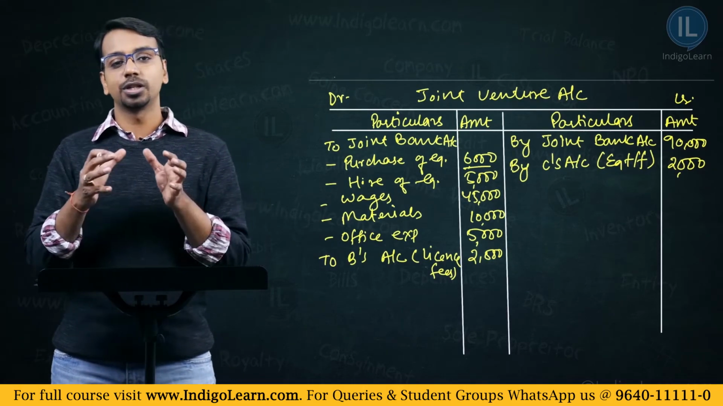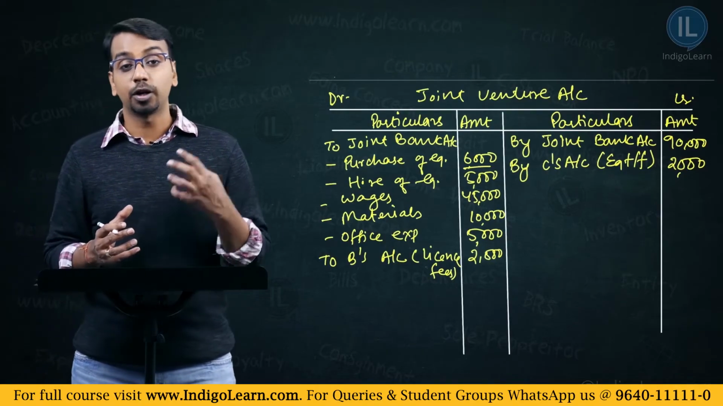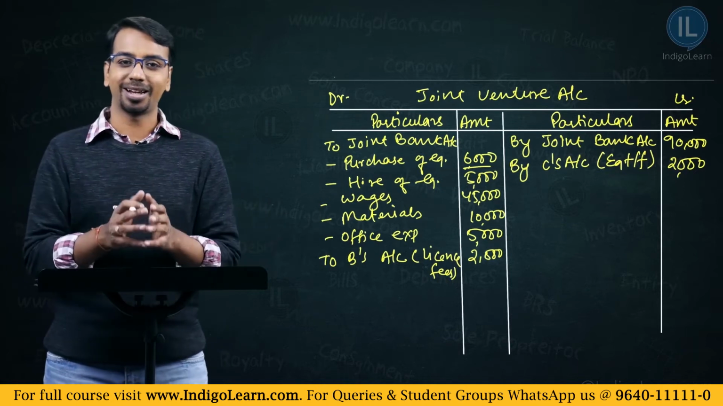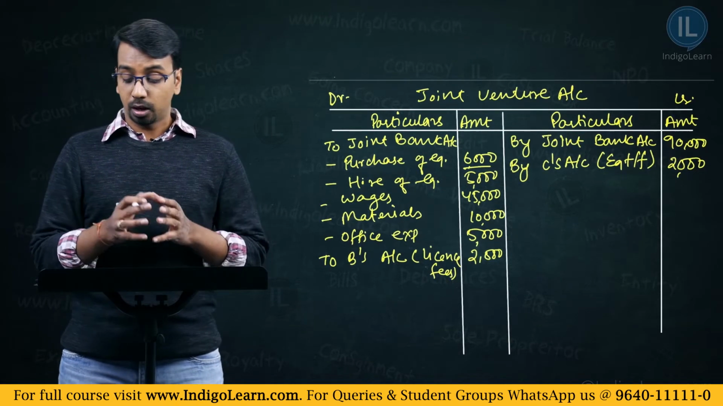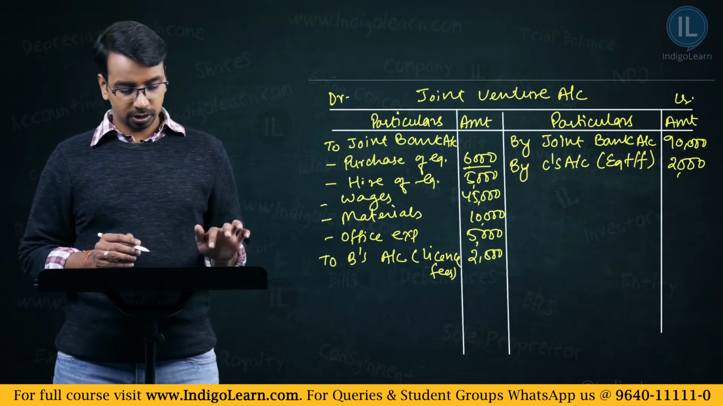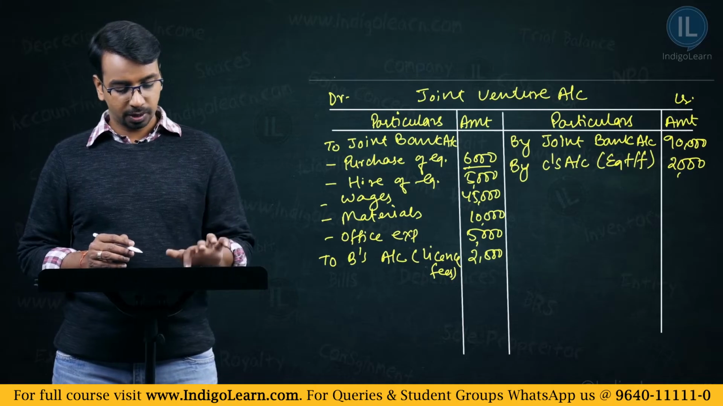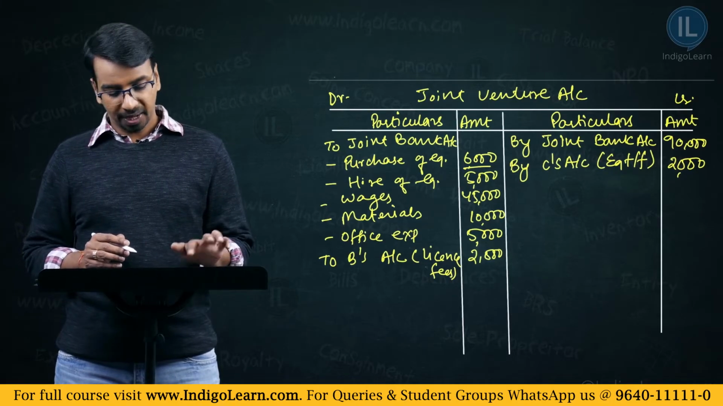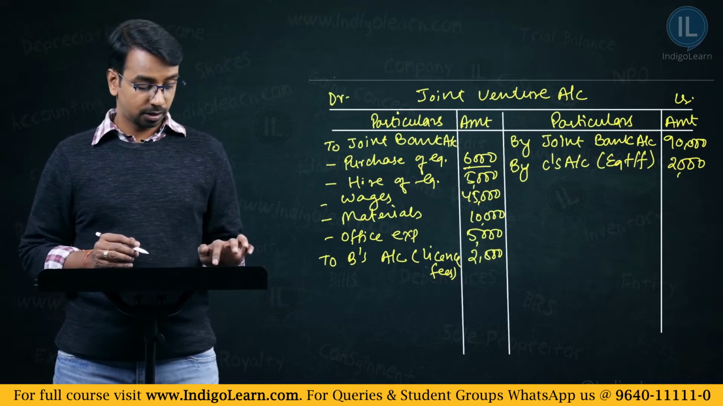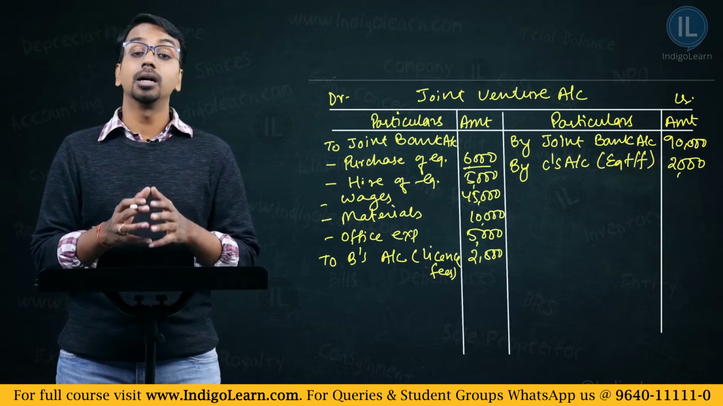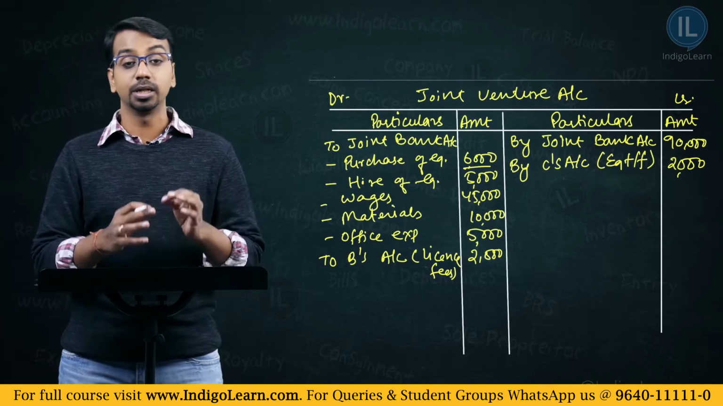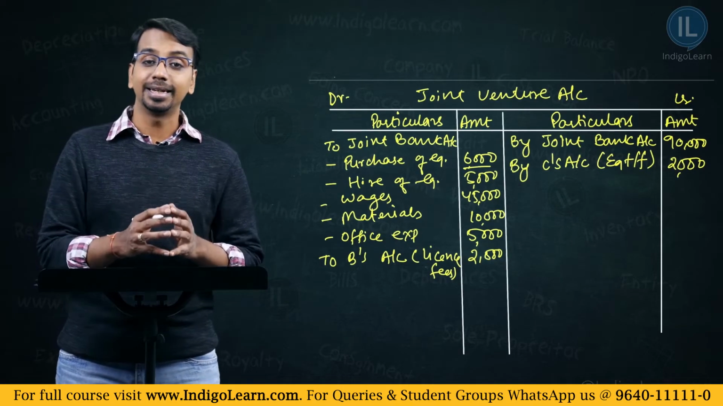We have captured all the incomes, we have captured all the expenses. Now let us close the joint venture account to ascertain what is the profit or loss, and that profit or loss will be transferred to the co-venturer's account. So now if you look at the joint venture account, on the credit side you have 92,000 minus 6,000 on the debit side, minus 5,000, minus 45,000, minus 10,000, minus 5,000, minus 2,000. So you get a net profit of 19,000. The credit side is more than the debit side by 19,000. There is a profit of 19,000.